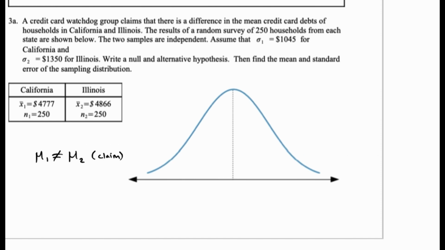Now, is that going to be H0 or HA? This is HA. It's the alternative hypothesis because it involves not equal to. The opposite of that is equal to, and that would be the H0.